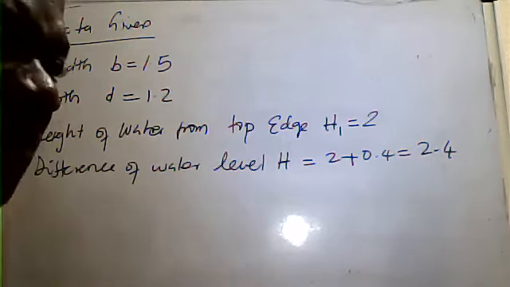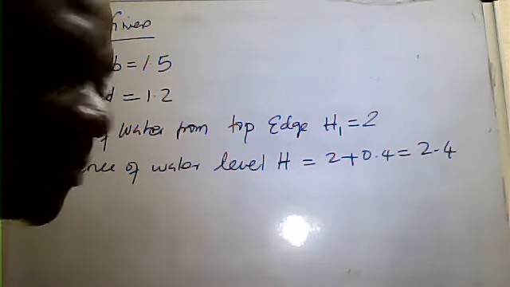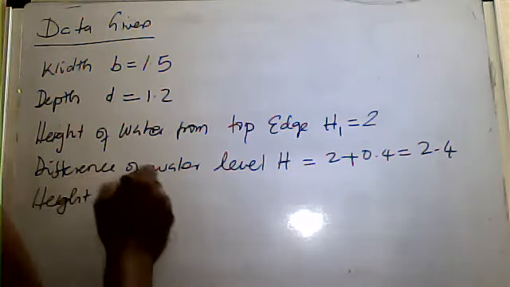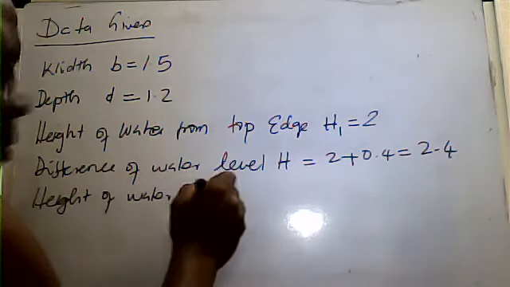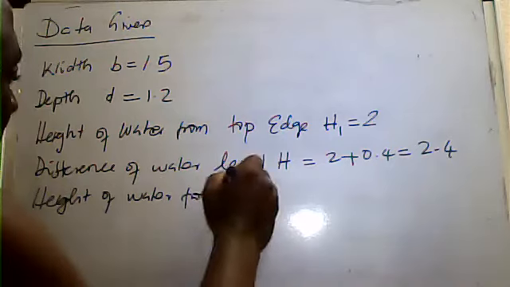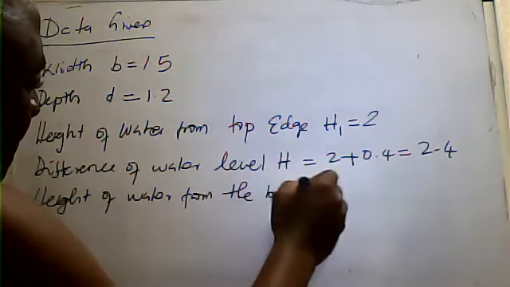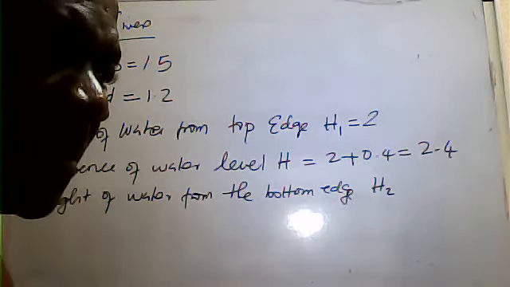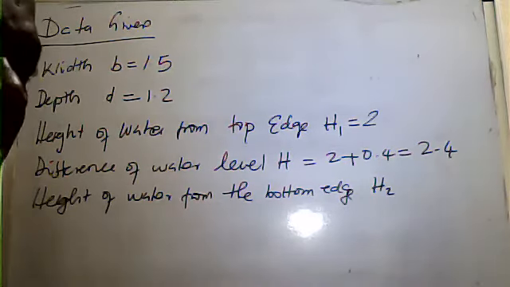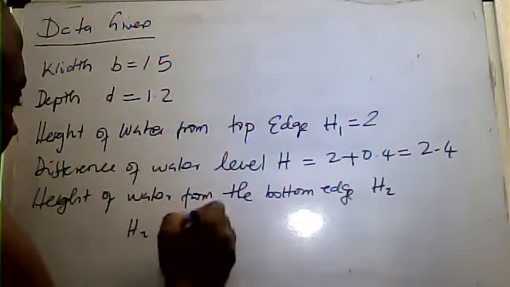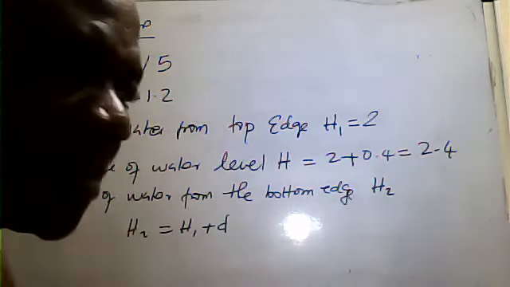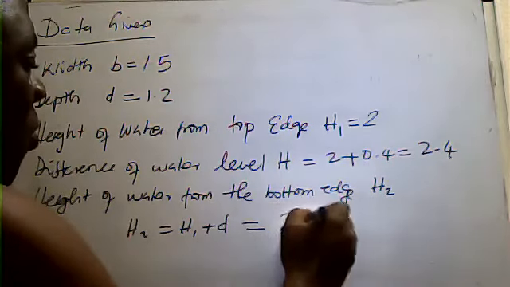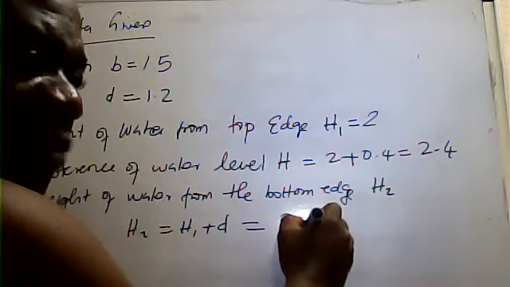Okay? Then we also need to get our H2, which is the height of water from the bottom edge. Okay? And H2 will always be given as H1 plus D. Okay? Which is the depth. So in this case, our H2 shall be 2 plus 1.2.